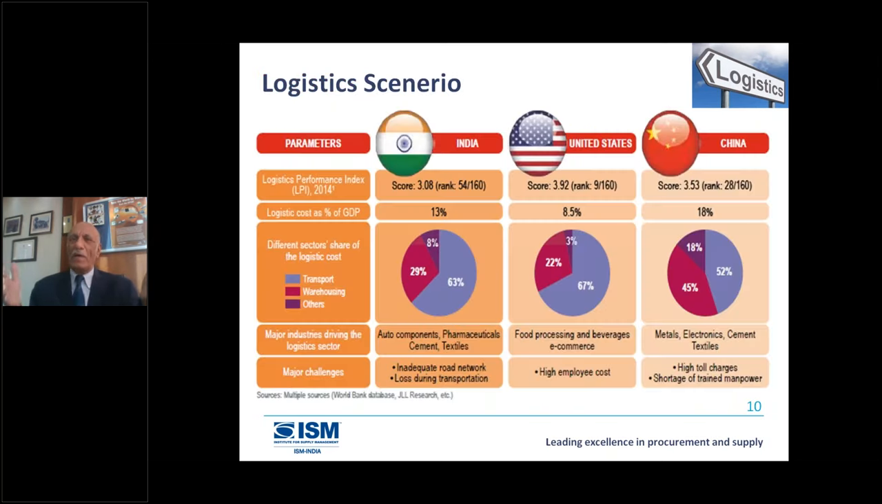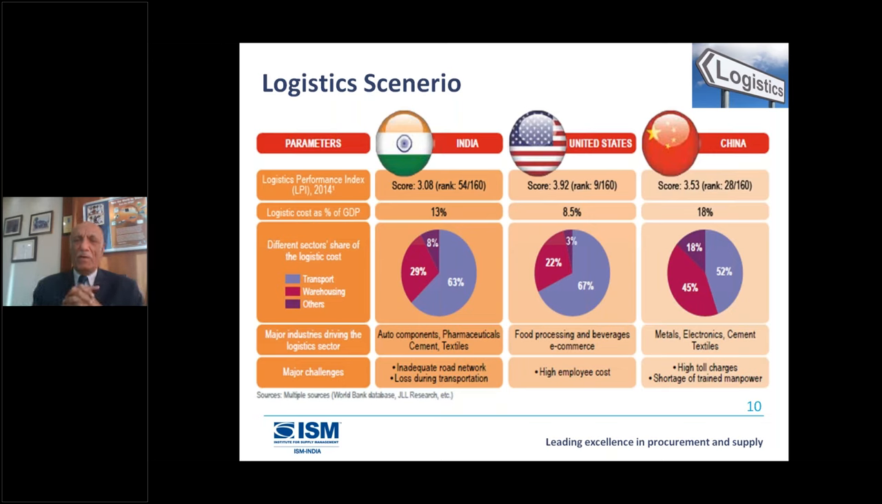Looking at the logistics scenario of India and other neighboring countries and some top countries, the parameters, if you look at the World Bank Logistics Performance Index, India still ranks 54th out of 160. US ranks 9th out of 160. China ranks 28th out of 160. It's based on performance parameters. The key performance I would say is how much it costs us.